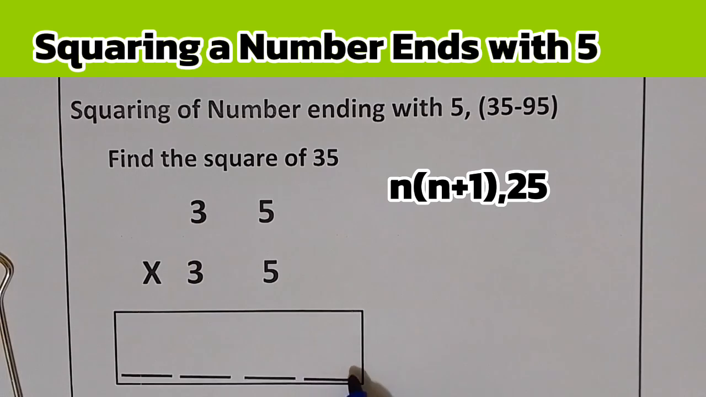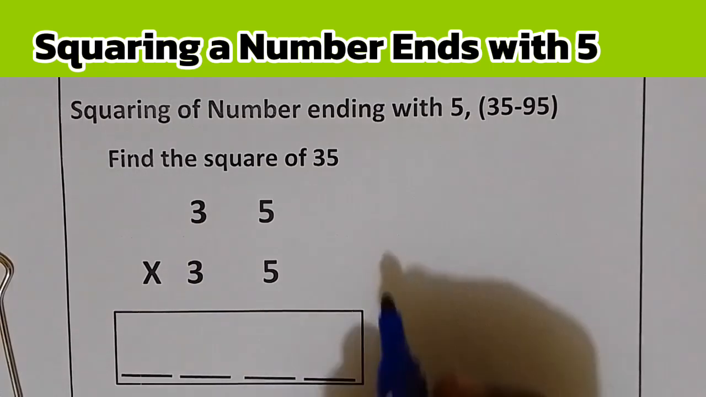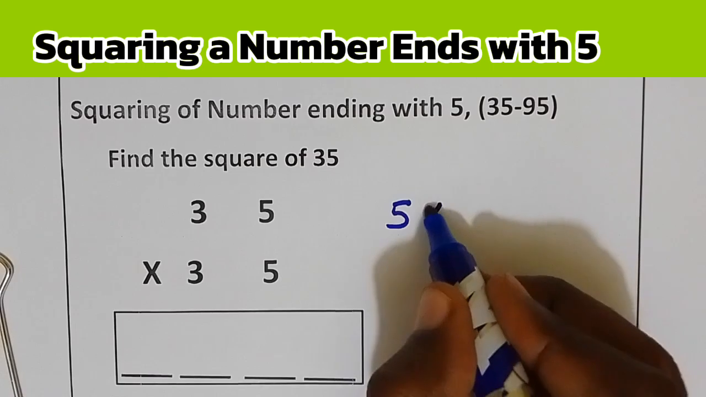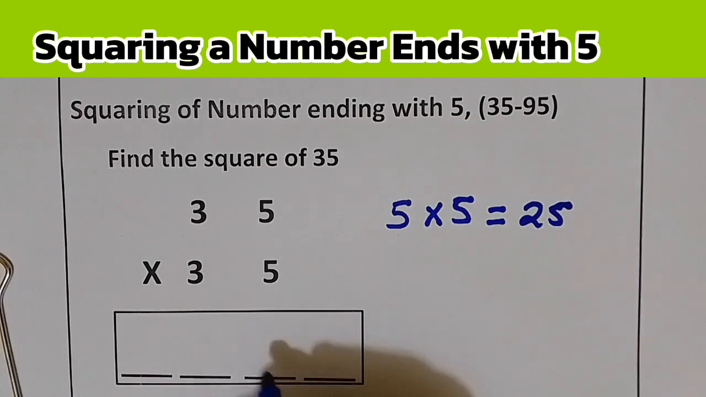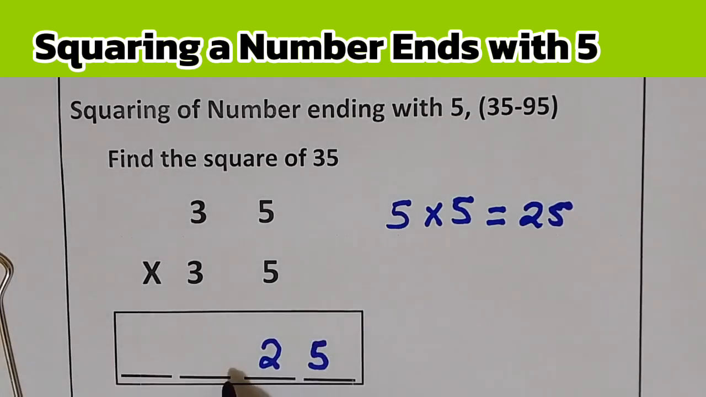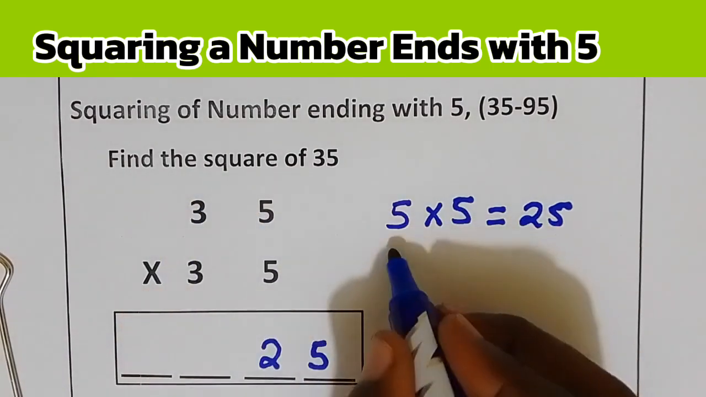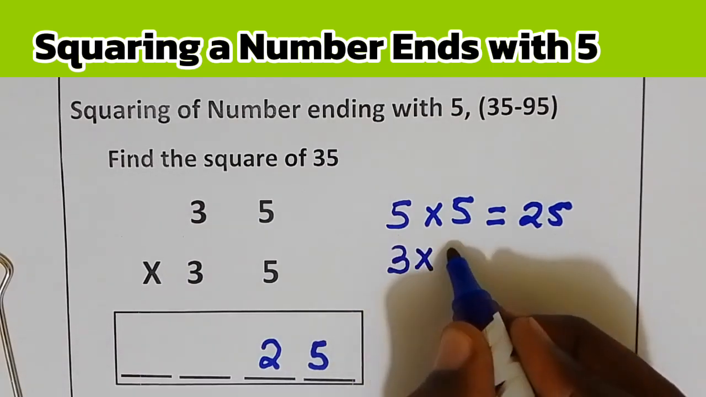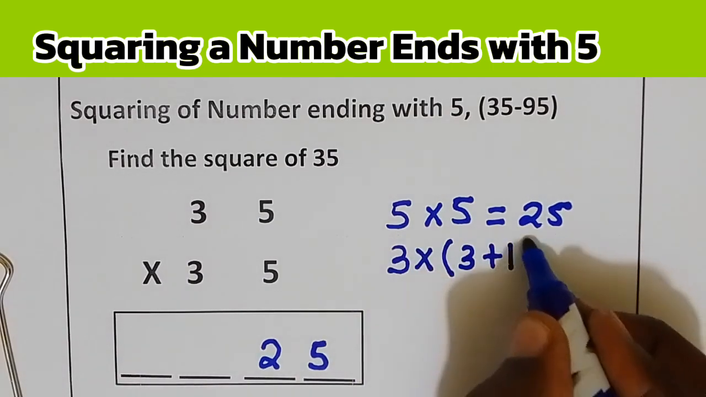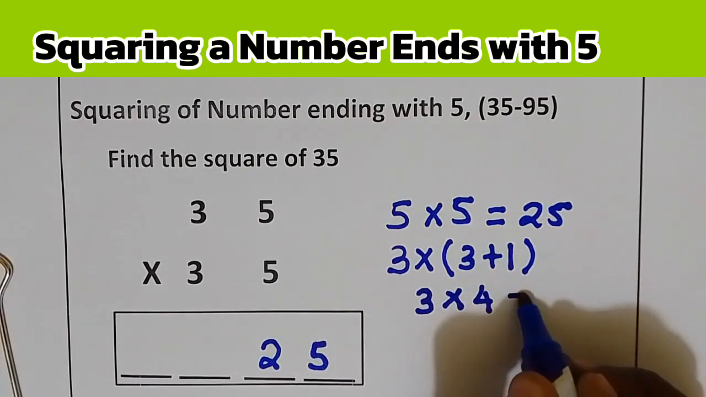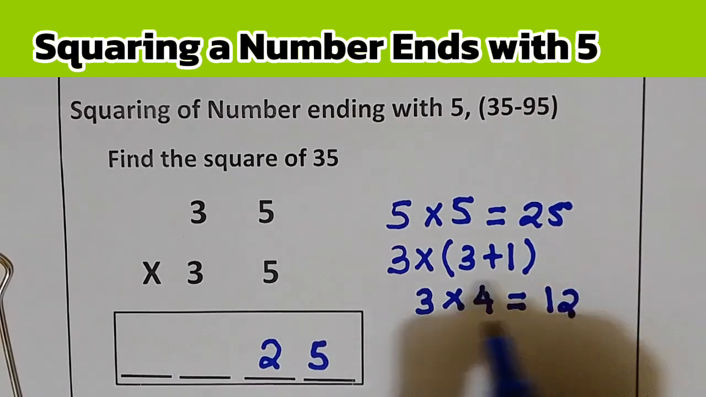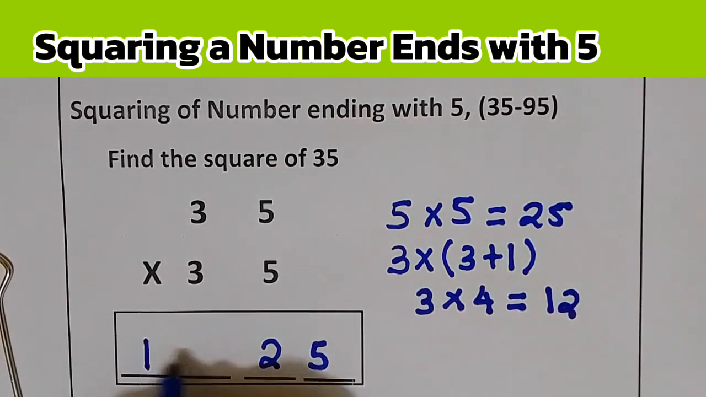So, the first 2 digits to the right is given by 5 multiplied by 5, which will get 25. So, these digits here, it is 25. Now, the next 2 digits to the left is given by 3 multiplied by 3 plus 1, which is the same as 3 multiplied by 4, which will give us 12. So these 2 digits here, it is 12.